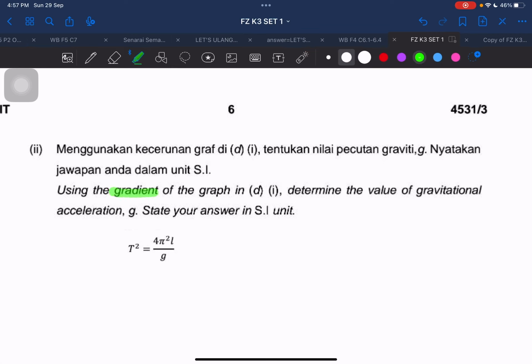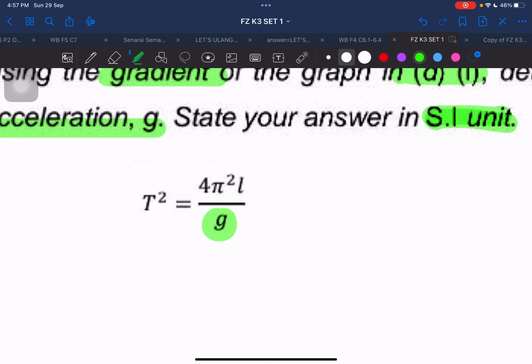So using the gradient that you already got just now, determine the value of gravitational acceleration G. State your answer in SI unit. Okay, now you need to determine this G, but you need to use the gradient. So how? Okay, you cannot simply add in values.